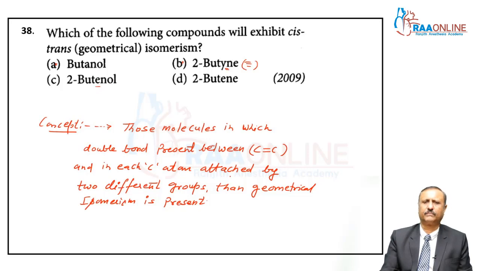with the double bond, each carbon atom must be attached to 2 different groups. So, when you draw this structure, 1, 2, 3 and 4, 2-butene means the double bond is on the second carbon atom, and 2-butenol means the OH group is on the first carbon atom. So, this is CH2, here CH, 1, 2, 3, 4, and this is CH3.